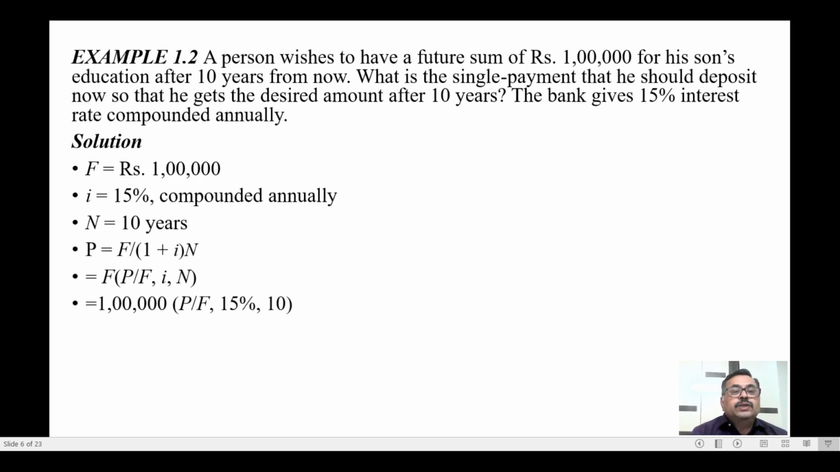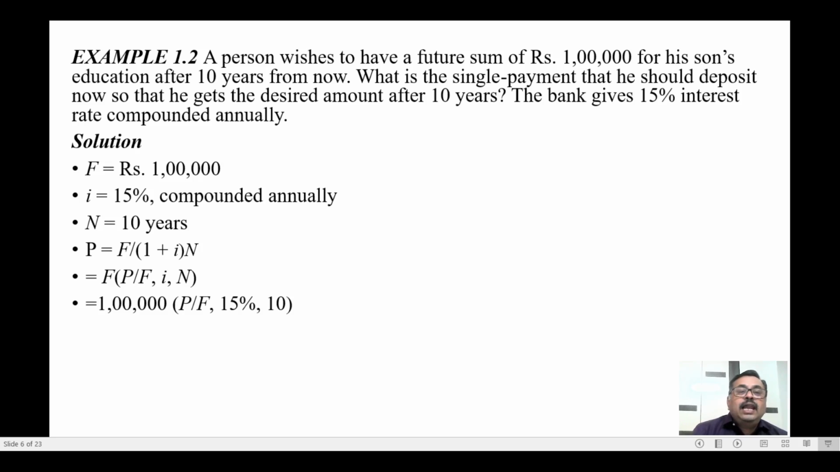P is equal to F divided by (1 plus I) to the power of N is the formula that we are using. It is denoted as F into P bar F comma I comma N, where F is the future amount, that is 1 lakh, it is being given. I is also given, that is 15%, and N is also given, 10.